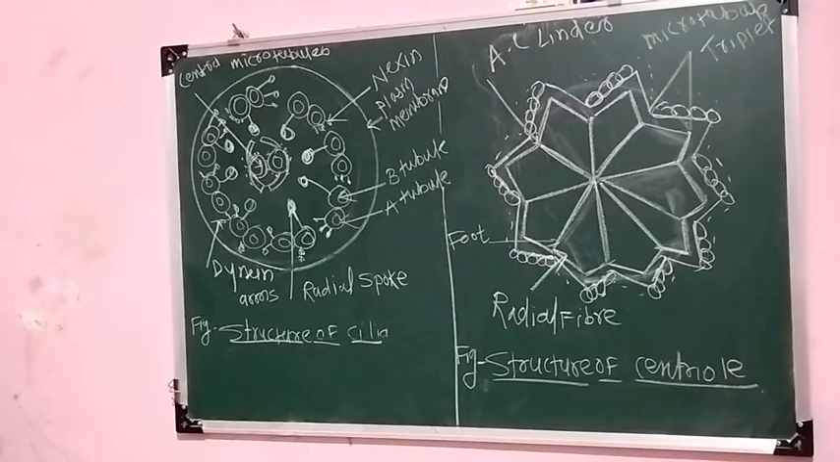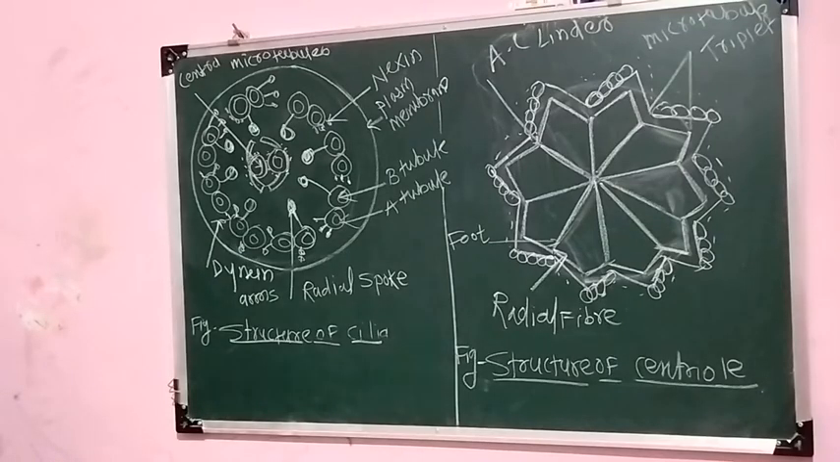The centrosome helps in the assembly of the spindle apparatus during cell division. It forms the basal body of cilia and flagella. So this centrosome helps in assembly of the spindle apparatus during cell division, so this ultimately helps in cell division. This forms a basal body of cilia and flagella, the basal part of the cilia and the flagella.